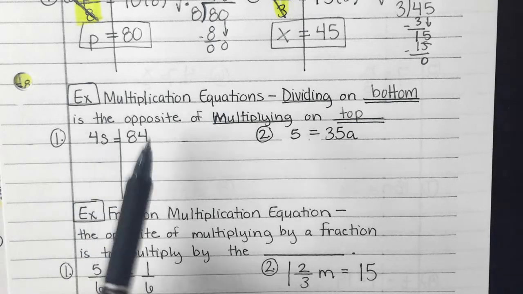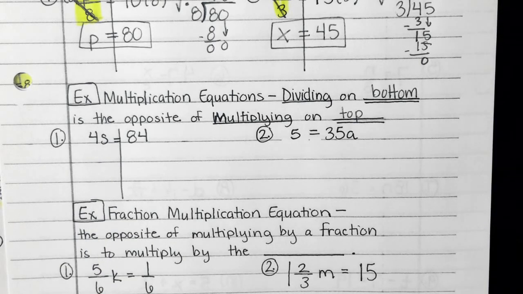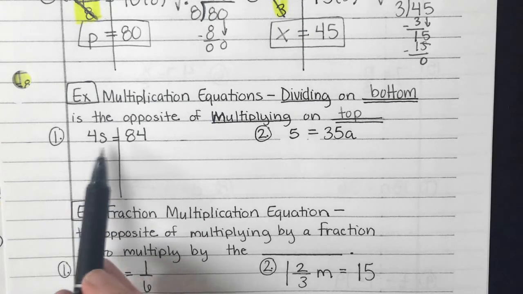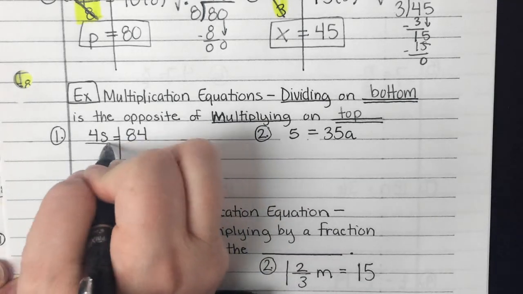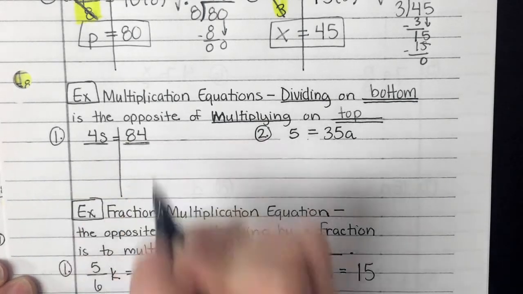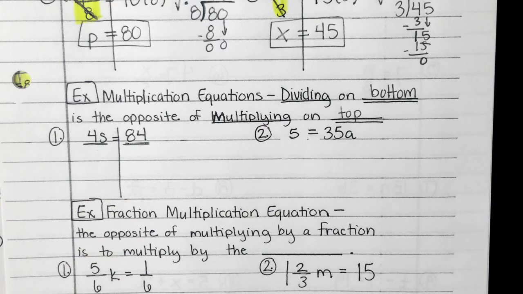So here, how do I know that this is a multiplication problem? How do we know that? Peyton? The variables represent the numbers. Yeah, they're right next to each other. So I know that's multiplication. So the opposite would be to divide. So I'm going to draw my division line. What number am I dividing by? Nathan?